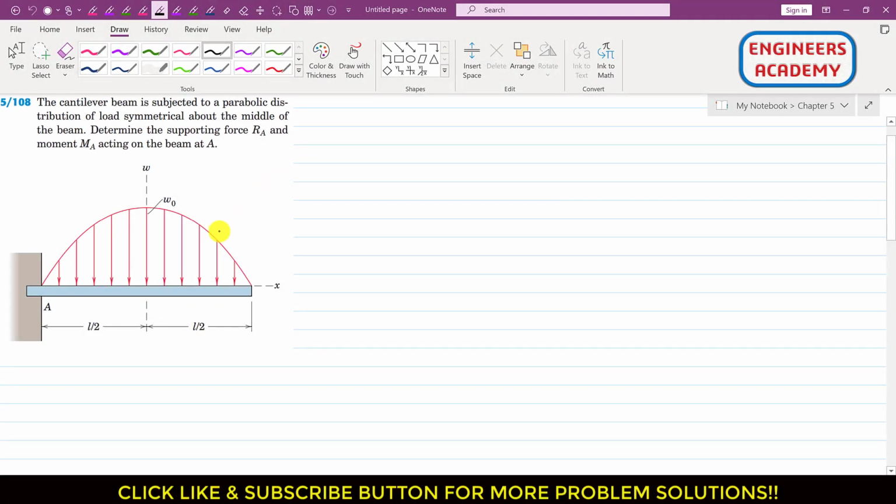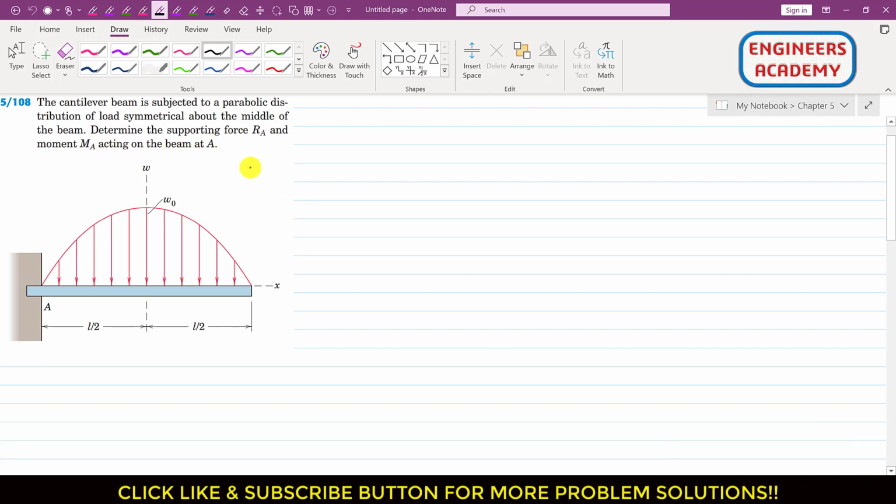Let's solve this one another problem from this distributed loads topic. So we are given this cantilever beam and it is subjected to this parabolic distribution of load which is symmetrical about the middle of the beam, right? And it is said that determine the supporting force Ra and moment Ma acting on the beam at A.